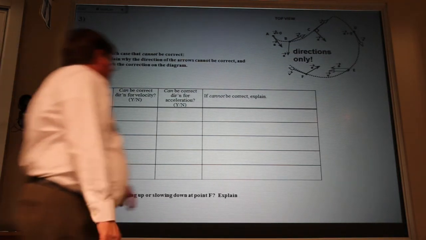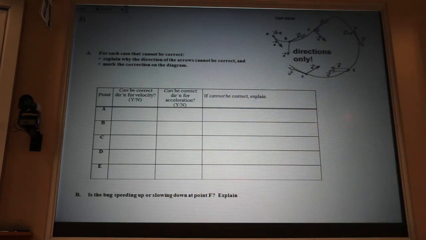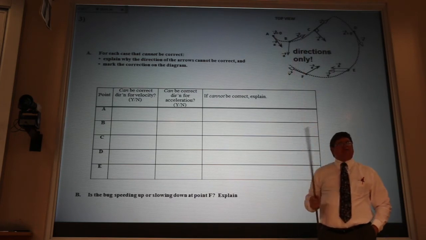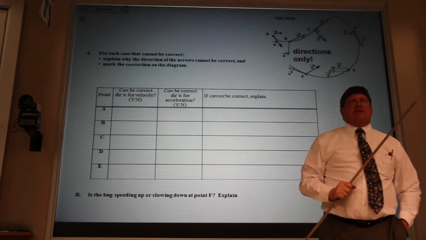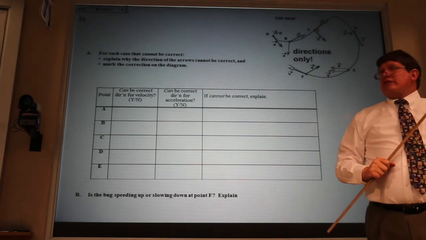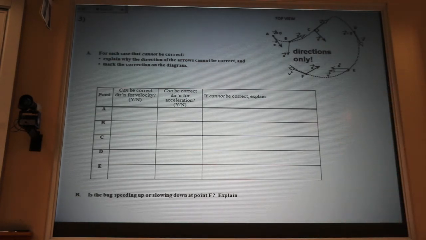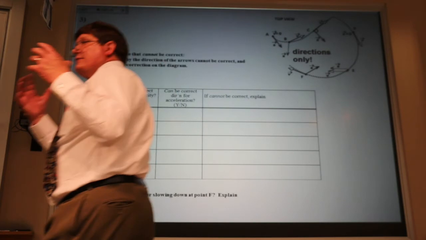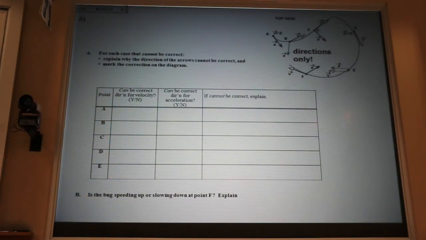Let's look at that first point. If the bug starts from rest, then by definition, the velocity is zero at A. Now the question is, what direction should the acceleration vector point? That's the whole topic of problems 3 and 4 in your tutorial homework, is trying to develop that idea of what your acceleration looks like when you start from rest.